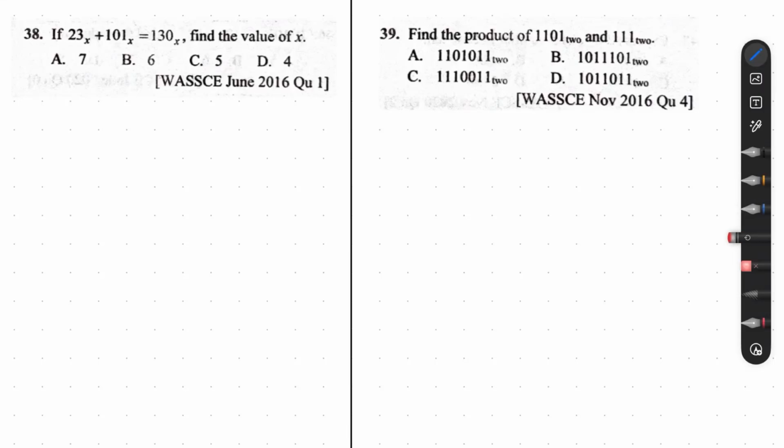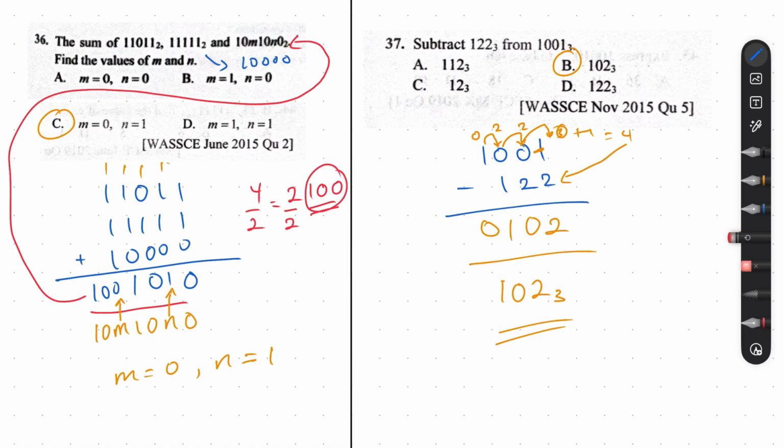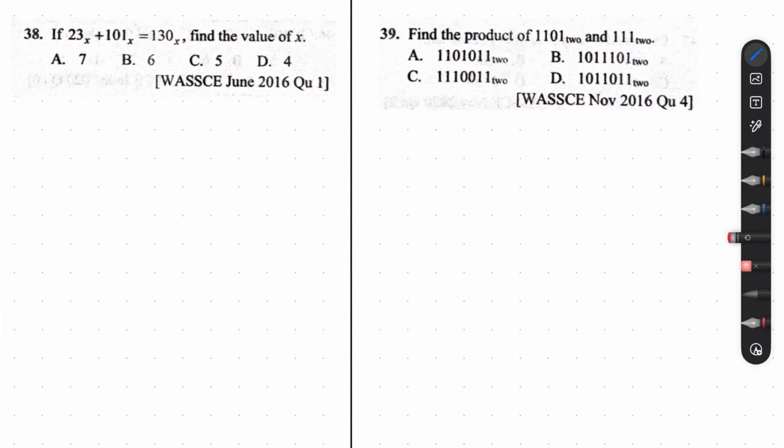In this session, we start with question number 38. Previously, we ended on question number 37. So let's start with question number 38. It says, if 23 base x plus 101 base x is equal to 130 base x, find the value of x. So we just need to convert everything to base 10.